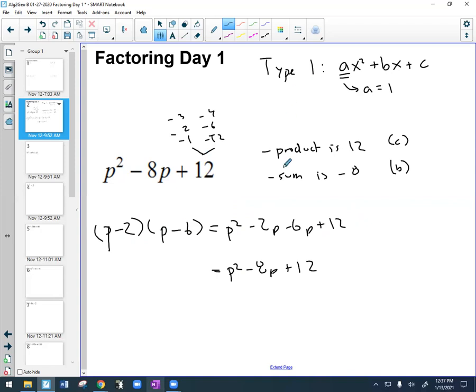And that's how we factor the type 1. Again, I cannot emphasize enough, this trick only works when a is 1. If a is not 1, this doesn't work, period. You can't do this if a is not 1. And we're going to see how to do one where a is not 1 right now. We're going to do that next.